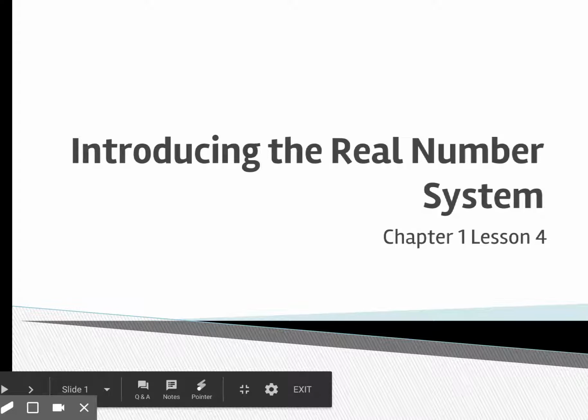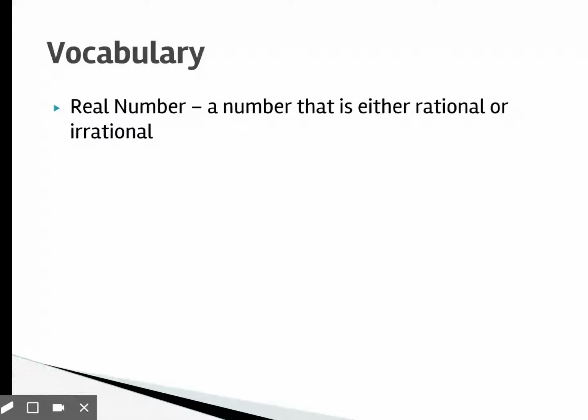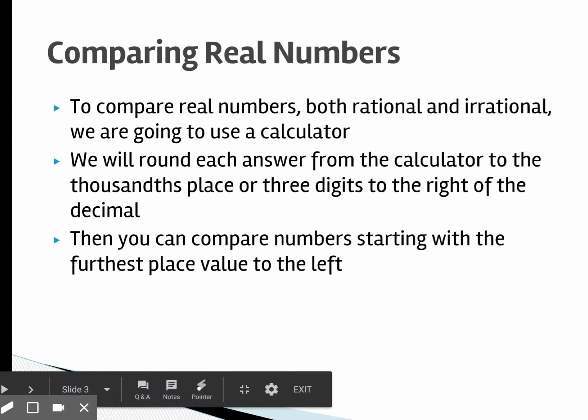Introducing the Real Number System, Chapter 1, Lesson 4. A real number is a number that is either rational or irrational. So every number that you've ever learned about. To compare real numbers, both rational and irrational, we're going to use a calculator.